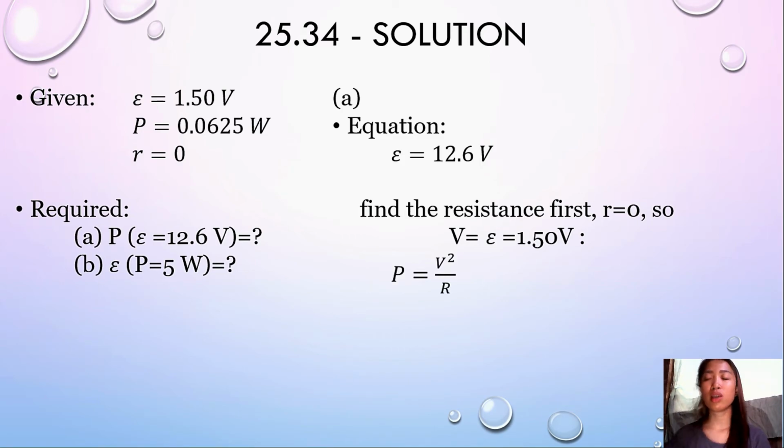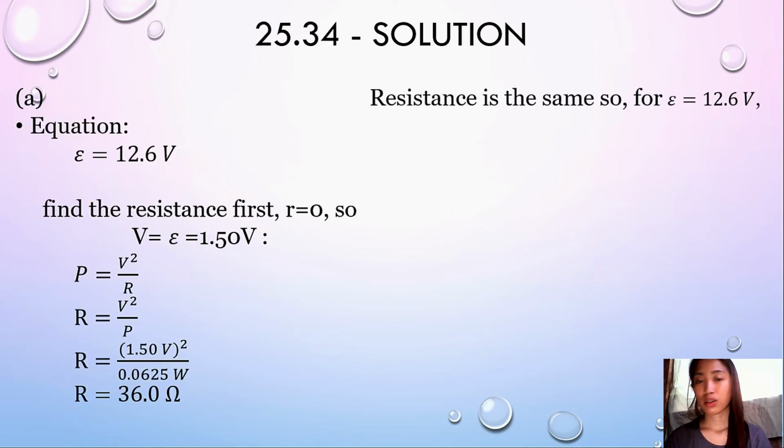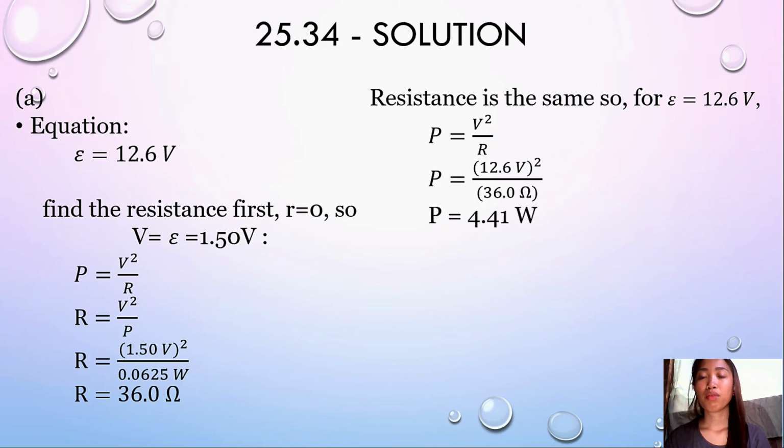We can find it using the equation P equals V squared over R. To get R, that will be V squared over P. Plug in the values. We get 36 ohms. So the resistance is the same for the EMF equals 12.6 volts. Using the same equation and we plug in the values, we get 4.41 watts of power.